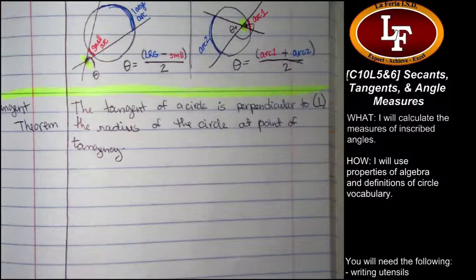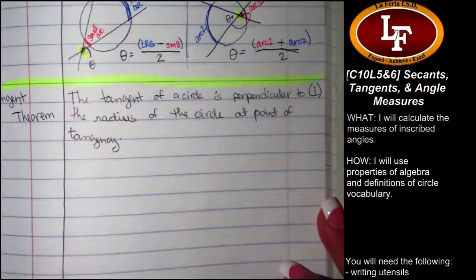A lot of vocabulary words going on here. What was the tangent? Flipping back, I can hear papers rustling. A line in the same plane as some sort of curve or circle that intersects that curve or circle in exactly one point. That is a tangent.